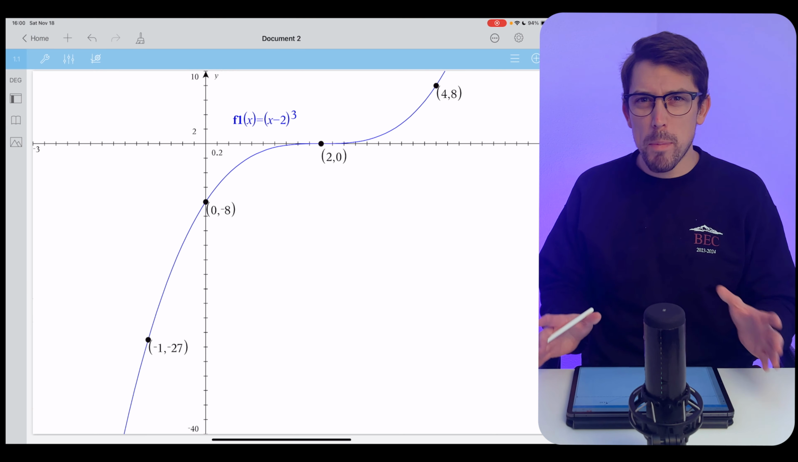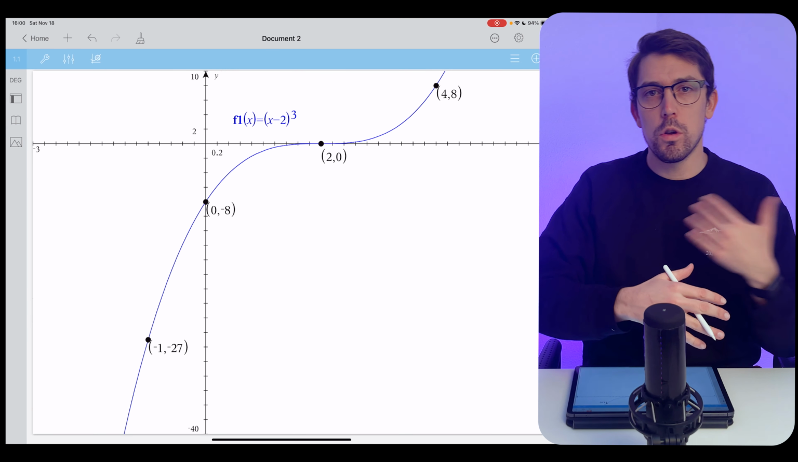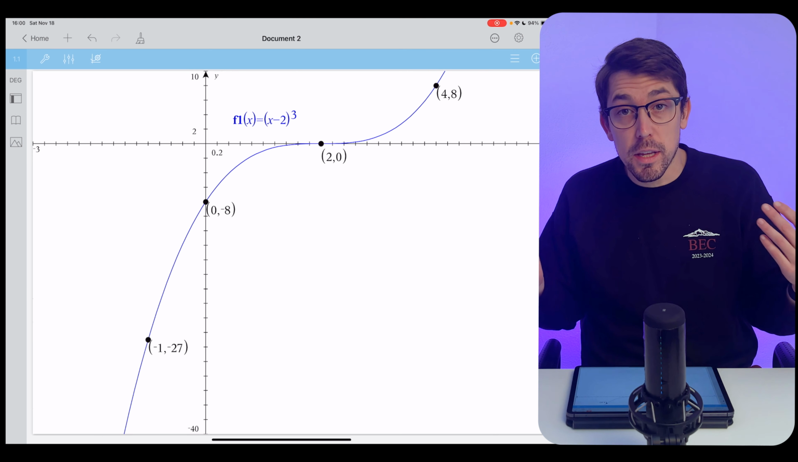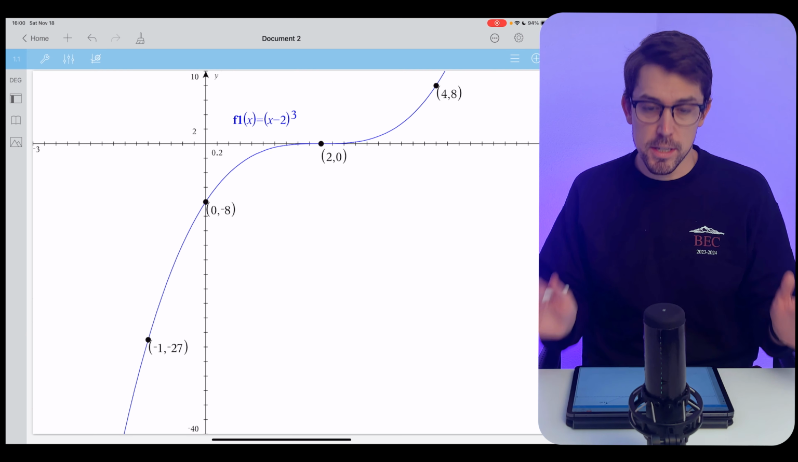There's multiple different ways to go about this. You can use the trace function or you can use a table. But I used (4, 8) and (-1, -27) as really easy points to help guide my sketch as well.